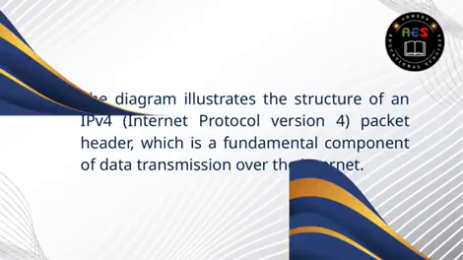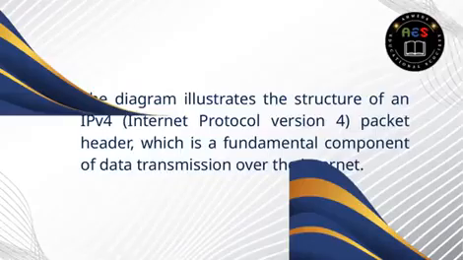Let's take a closer look at this diagram, which illustrates the structure of an IPv4 packet header. This header is a crucial part of how data is transmitted across the internet. Essentially, it acts like the address label on a package, guiding information from the source to the destination. Within this header, you'll find several key fields, each serving a specific purpose. For example, the source and destination IP addresses tell us where the data is coming from and where it needs to go.